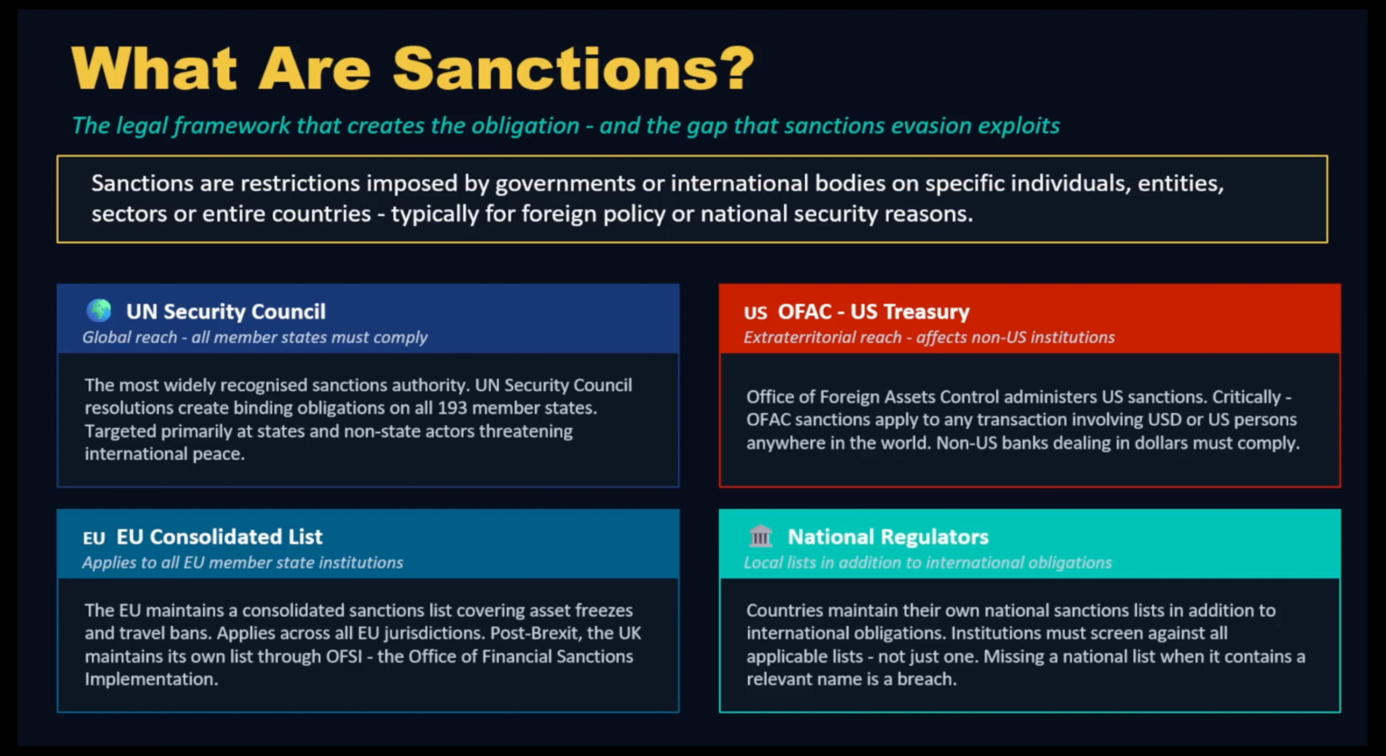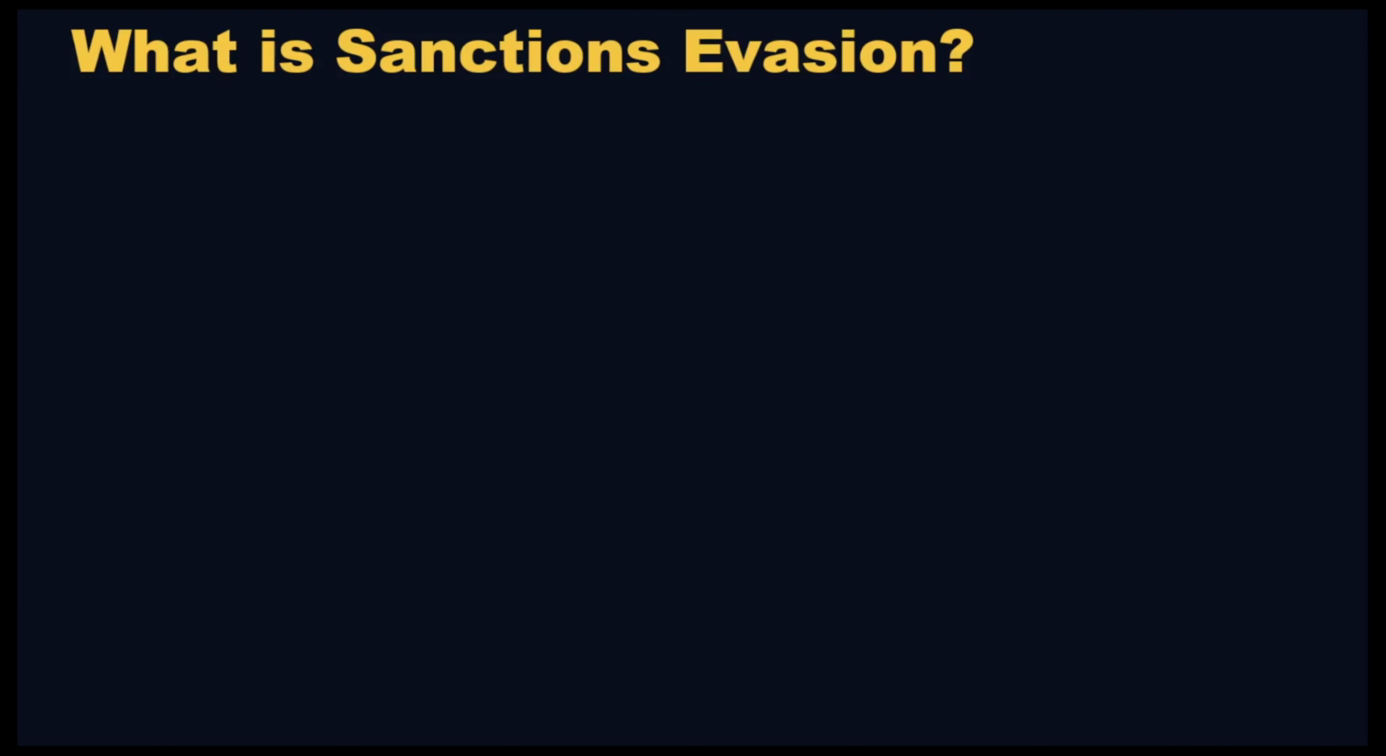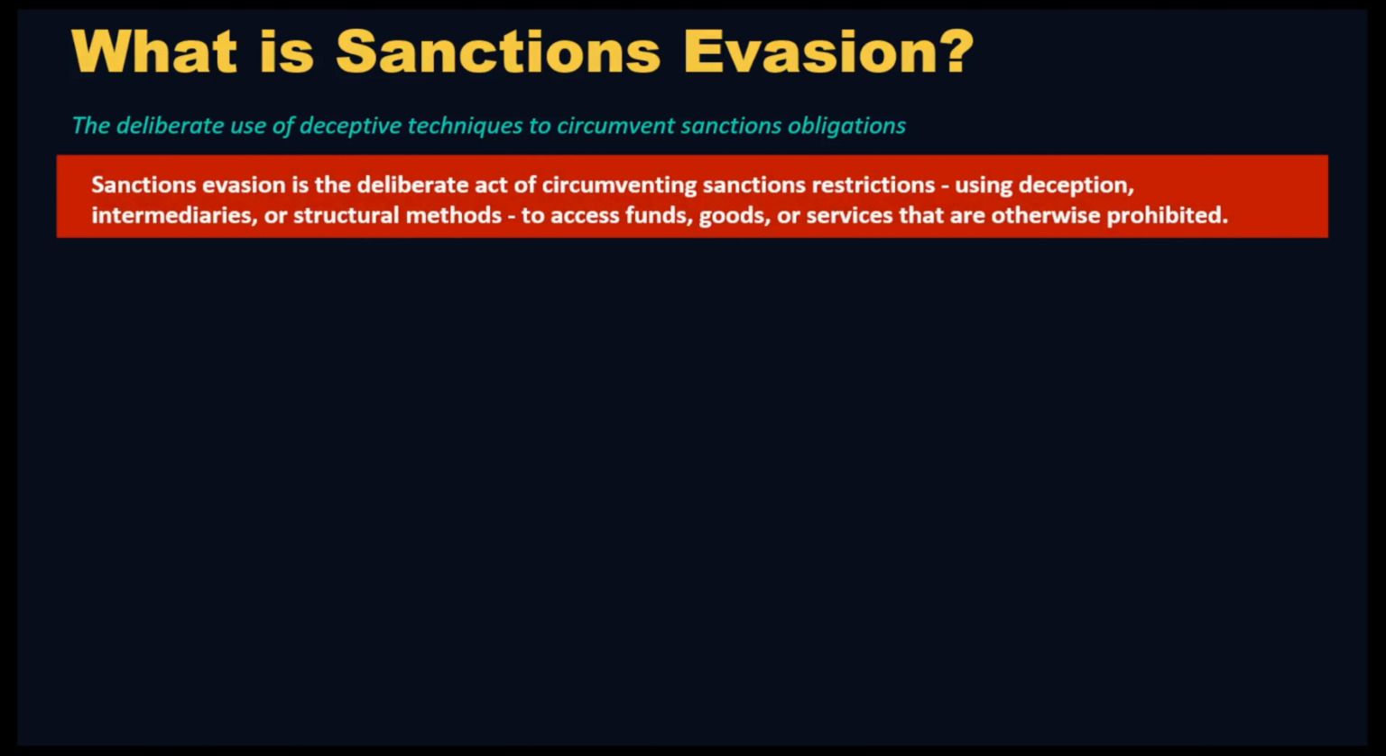So now let's look at the next thing, sanctions evasion. Now let's look at what is sanctions evasion. Sanctions evasion is the deliberate act of circumventing or avoiding sanctions restrictions using deception, intermediaries, or structured methods to access those funds, goods, or services that are otherwise prohibited. The word deliberate is important here.